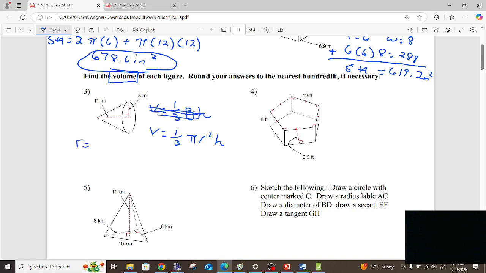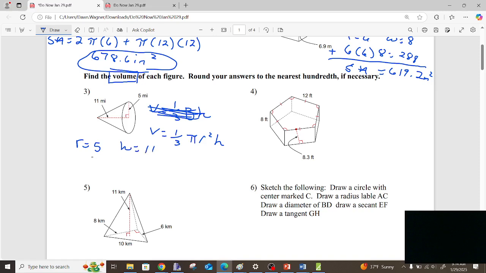Ignore this. Technically, this is still true, right? Because the area of a circle is pi r squared. I just haven't written it like that before. I usually write down this formula. So radius is 5. What's the height?